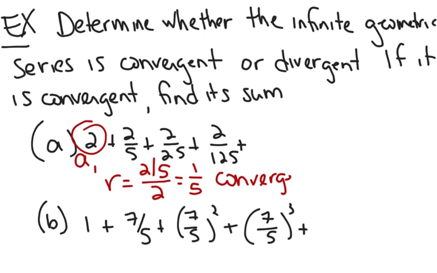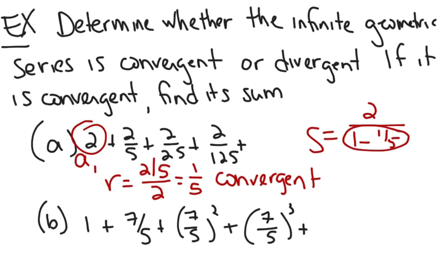And since it's convergent, it has a sum, and its sum is the first term divided by 1 minus the common ratio. Now I would do the 1 minus 1/5 first. You're going to get 4/5, and then do 2 divided by 4/5, which is going to give you 5/2, which is its sum. Oops, I didn't write a 2, did I? I said 5/2, I didn't write it.